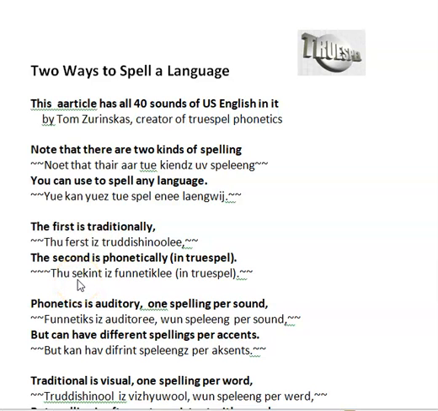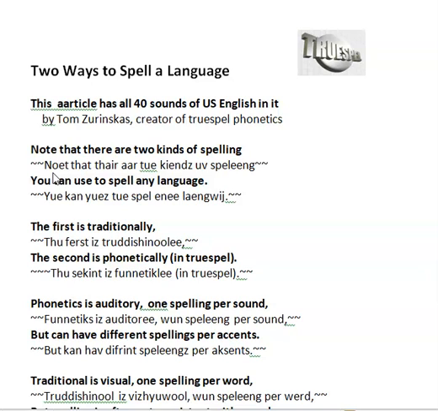Hello, let's talk about the fact that there are two ways to spell a language, both phonetically and traditionally. And this article has all 40 sounds of U.S. English in it. I'm Tom Zarinskas, creator of Truespel Phonetics. Let's read what this note says.